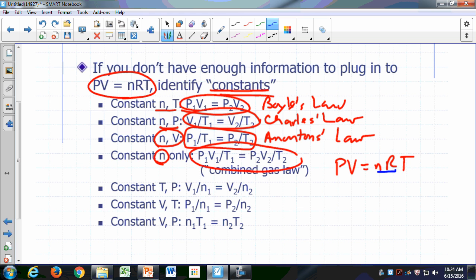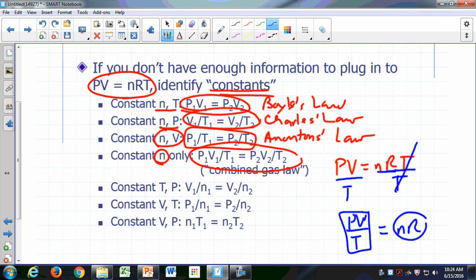R is also a constant, so you divide both sides by T to put all your variables on one side. So you say PV over T is equal to nR, and this is a constant. So if only n is constant, then PV over T is a constant, so you say P1 V1 over T1 equals P2 V2 over T2. This is also known as the combined gas law. We're going to look at an example of that in the next slide.